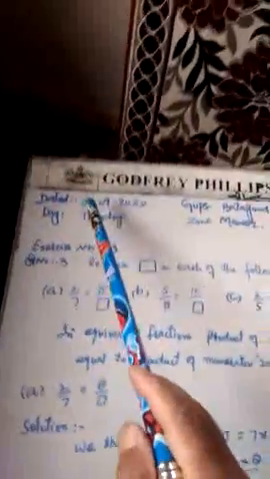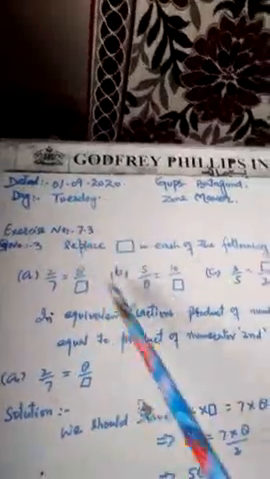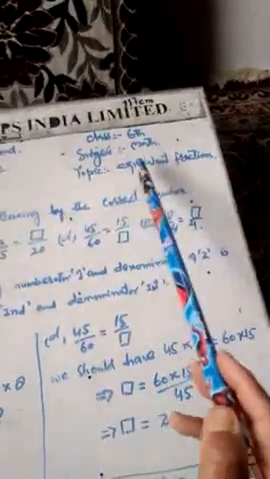Today on dated 1st of September 2020, day Tuesday, our subject is math and the topic is equivalent fractions. We are going to solve exercise number 7.3. Dear guys, yesterday we learned question number 1 and 2. Now today we are going to solve question number 3 and 4.